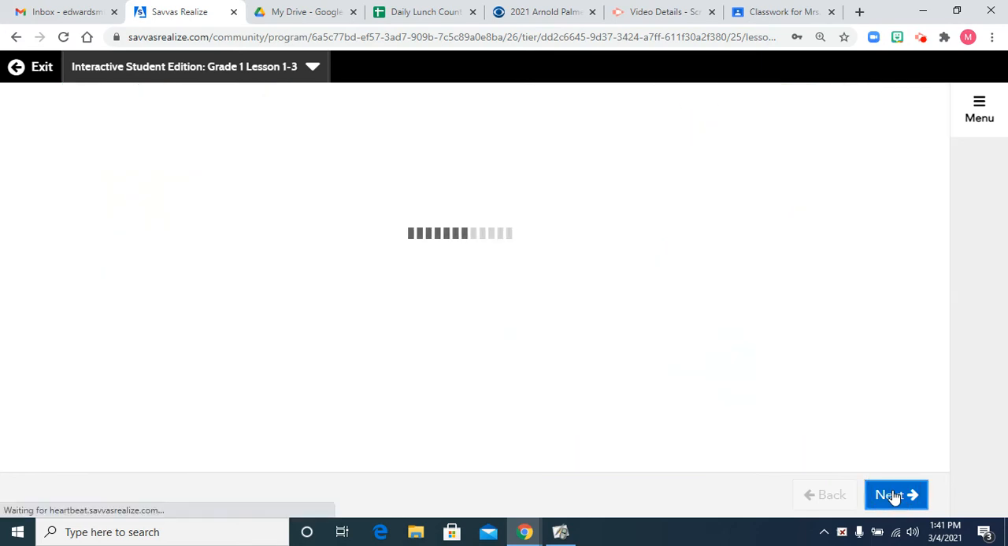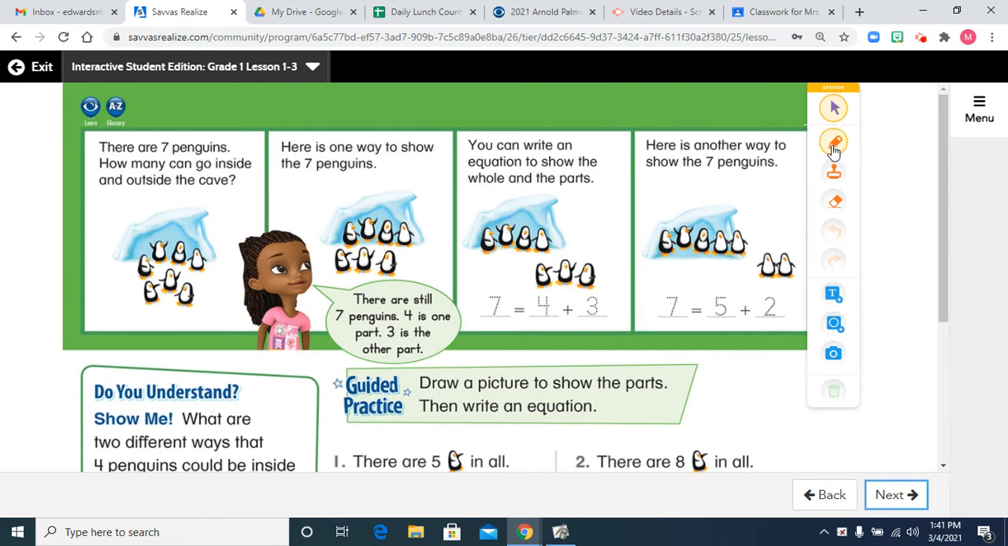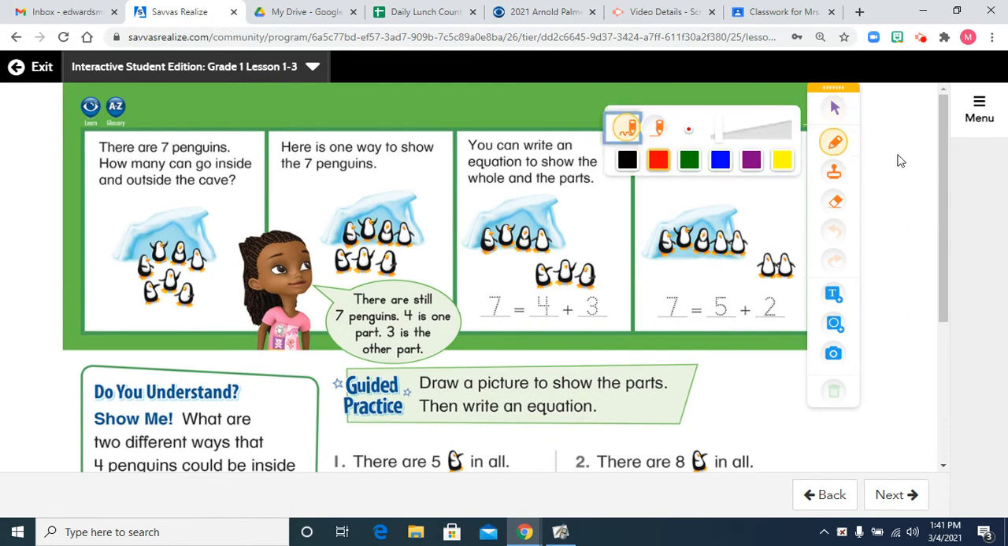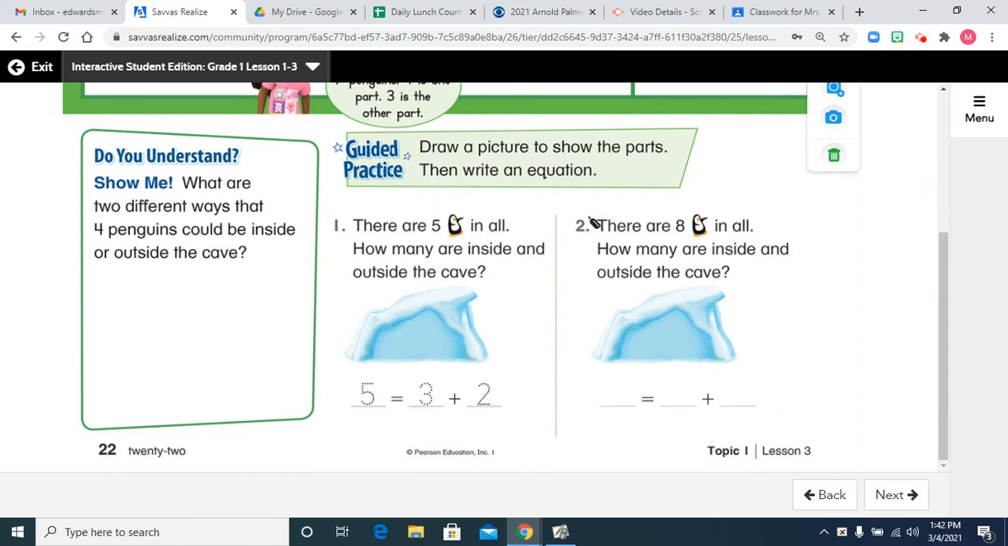Okay, turn to the next page. At the top of this page, it is the girl from the video, and she's showing you the penguins in the cave and out of the cave, and she made 2 different addition equations out of it, but got the same sum, 7. All right, so let's read the directions down here to figure out what we have to do. It says, draw a picture to show the parts, then write an equation. Number 1 says there are 5 penguins in all. How many are inside and outside the cave?